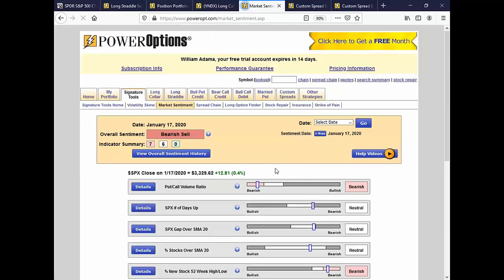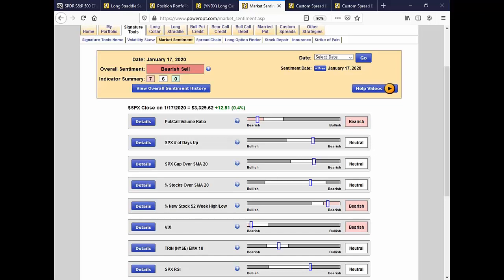Either case, we're at a bearish sell warning. And we had one of these a few weeks ago. We talked about what goes into the market sentiment tool, but Jerry's question is that he says there are no specifics about the market sentiment being organized by PowerOptions. He said market sentiment is organized by PowerOptions and your general commentary.